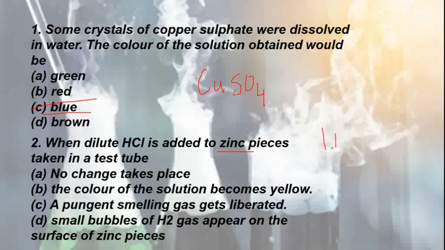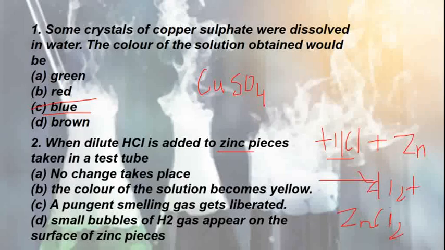As we know that HCl is an acid, so when it reacts with zinc pieces, Zn, hydrogen gets liberated, H2, and the remaining will be ZnCl2. So we can say that the answer is D, small bubbles of H2 gas appear on the surface of zinc pieces. So let's move to the next question.